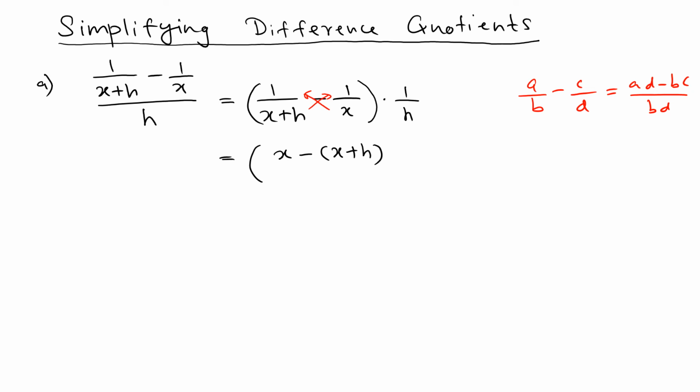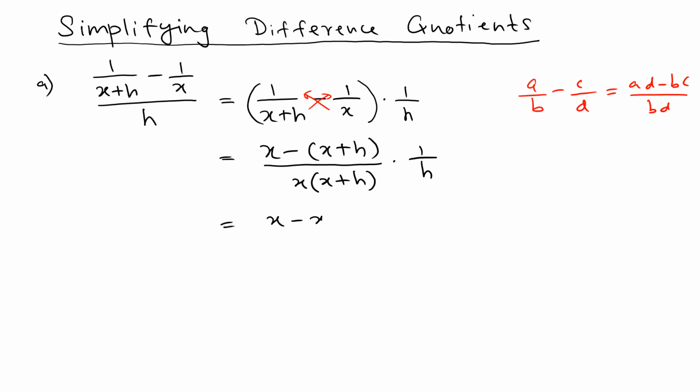So we don't need a parenthesis here. So let's write again. We have x minus x plus h divided by x plus h. So that's what happened to the first term times 1 over h. And then if you distribute, you can see x and then minus x minus h over x plus h times 1 over h. And you can see that x minus x get cancelled first.